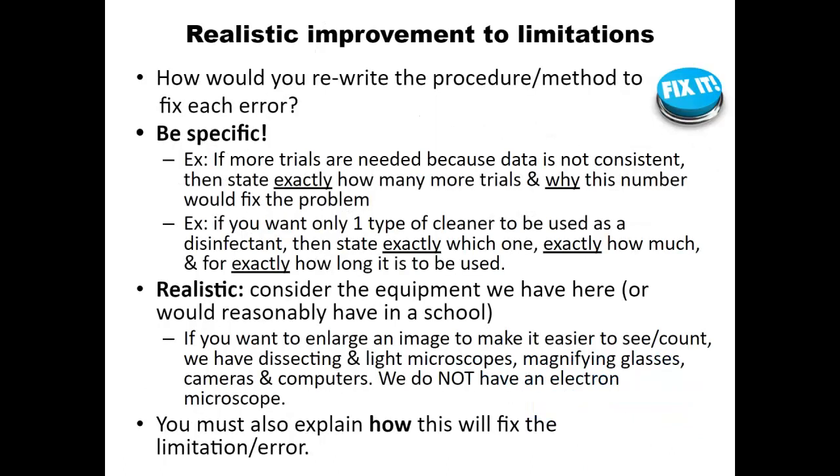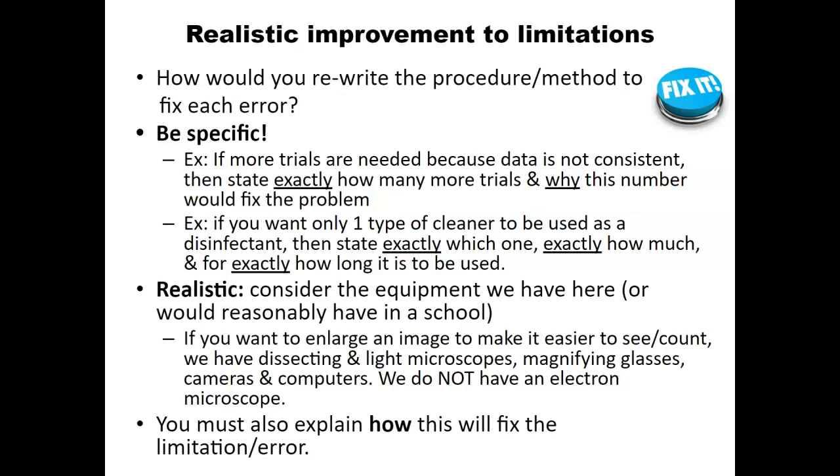You must then suggest realistic improvements to the limitations. If you were to rewrite the procedure, how would you fix it, right? You already said this was a weakness. Well, how could you make it no longer a weakness, or at least mitigate it to the best of your ability? You want to be specific with this. State the exact fix, not a general fix.